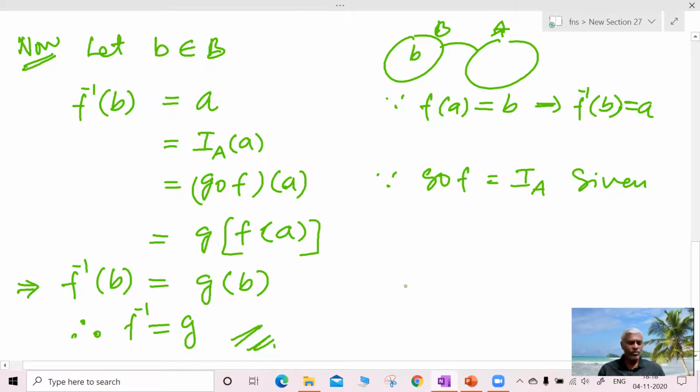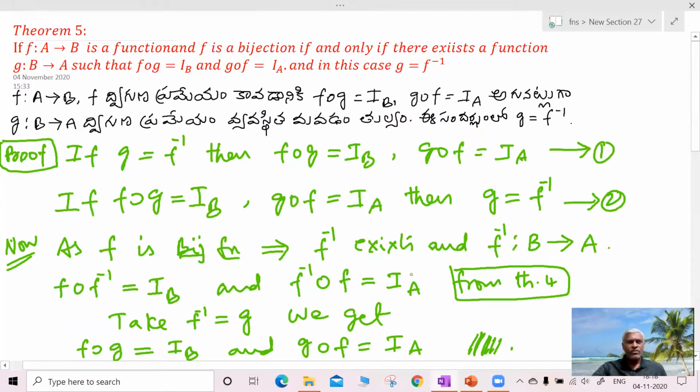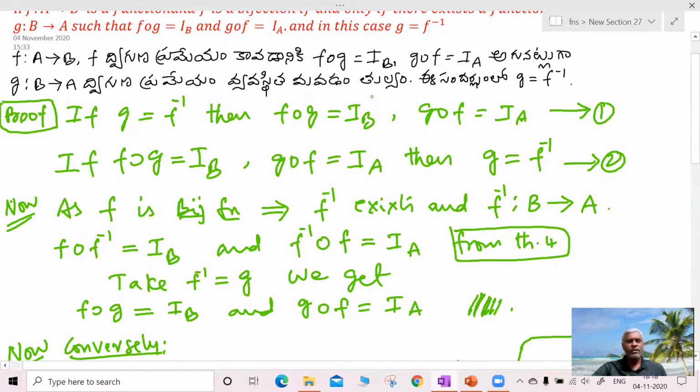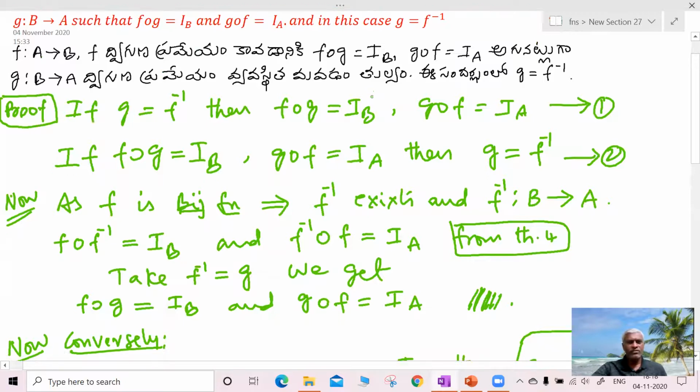So we have proved it. F inverse is equal to G, or G is equal to F inverse. So its converse is also proved. By conjunction, by implication, if and only if, we have to prove this theorem in both ways, and its converse also.